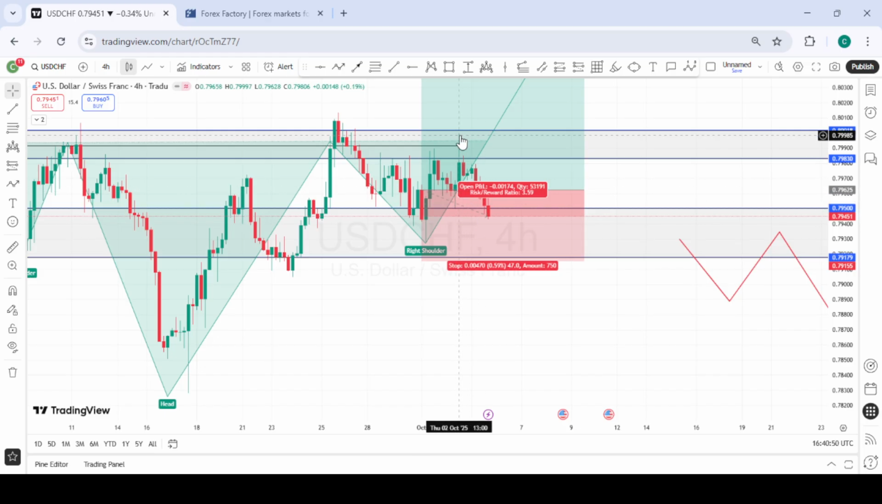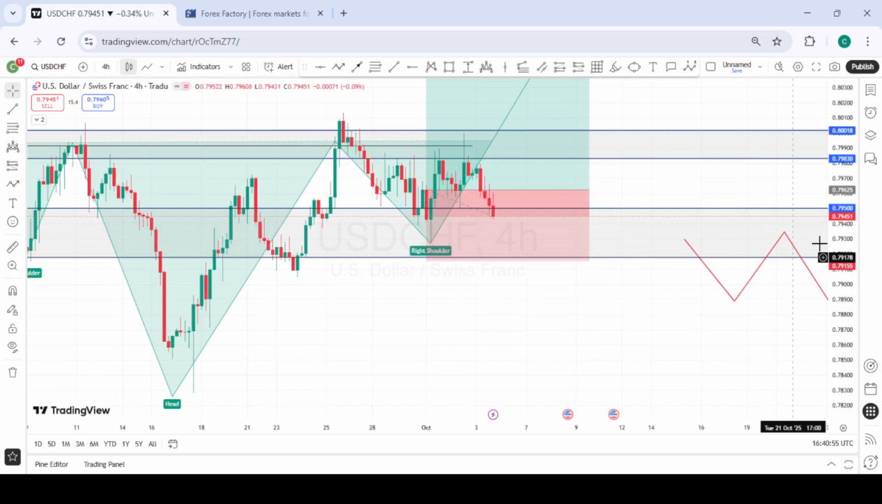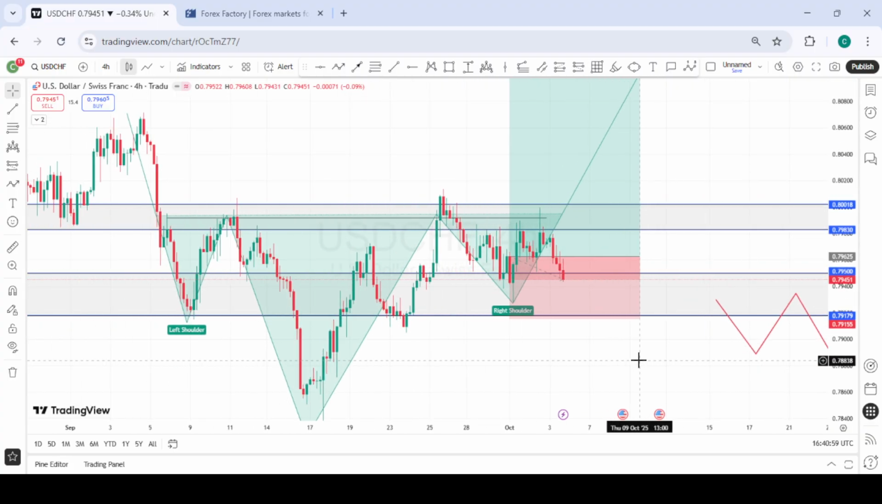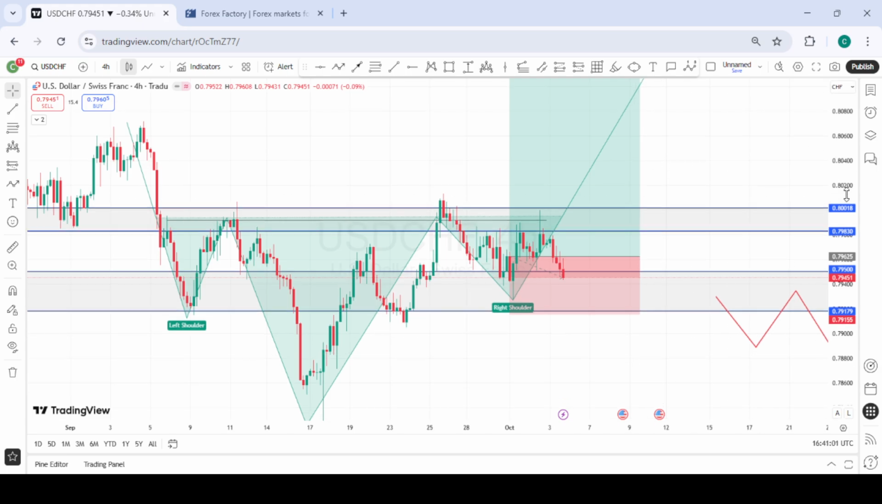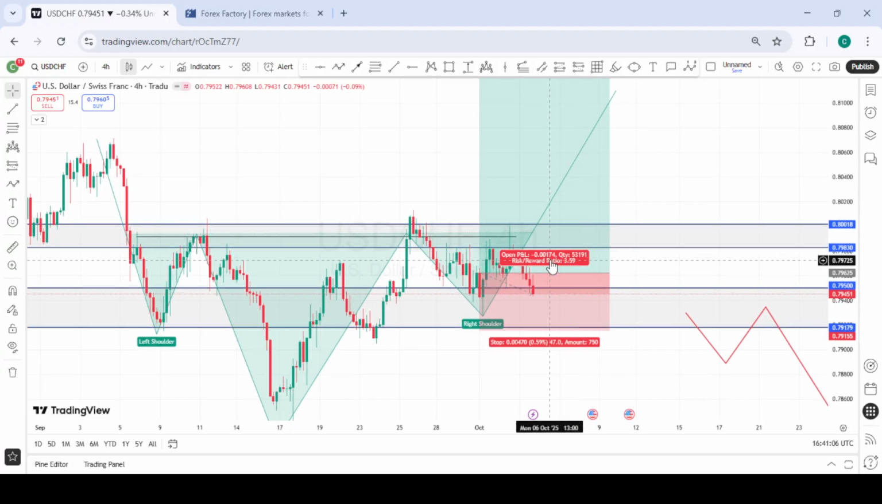Price went into profits for a while and then reversed back to the entry, and is currently running in a loss. So we are still going to keep holding this trade, this buy position.